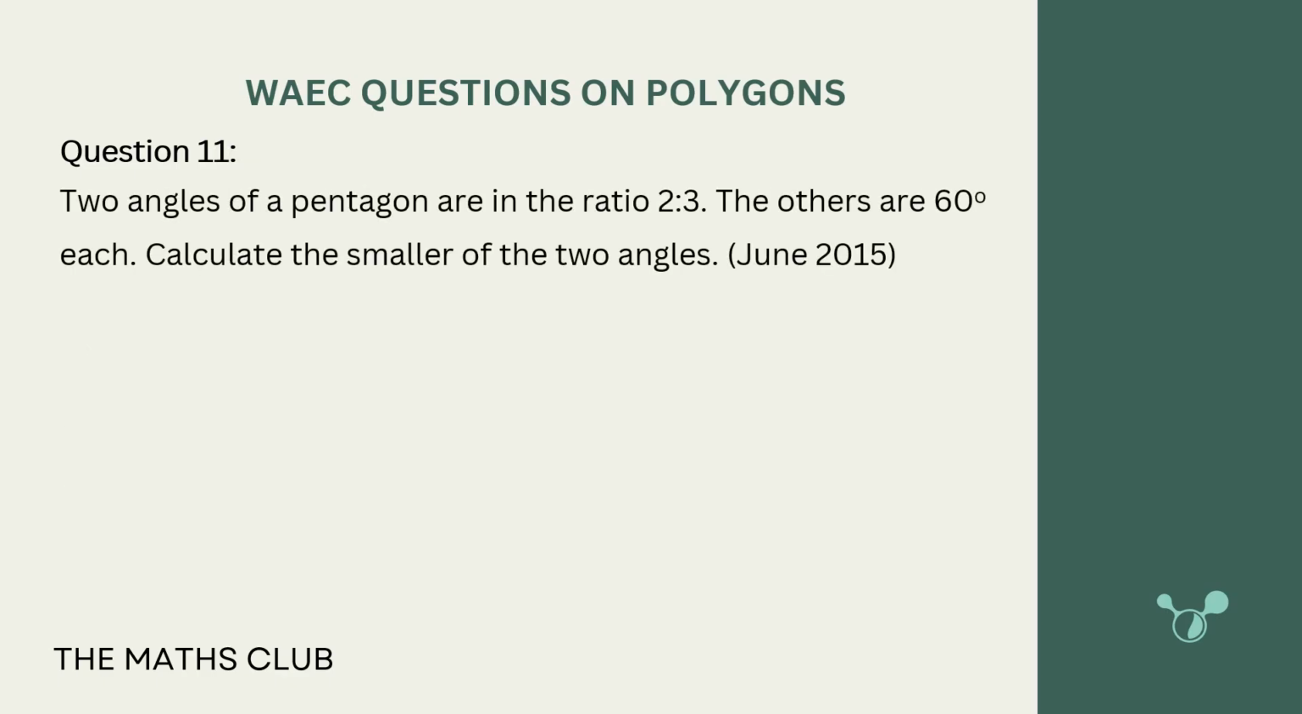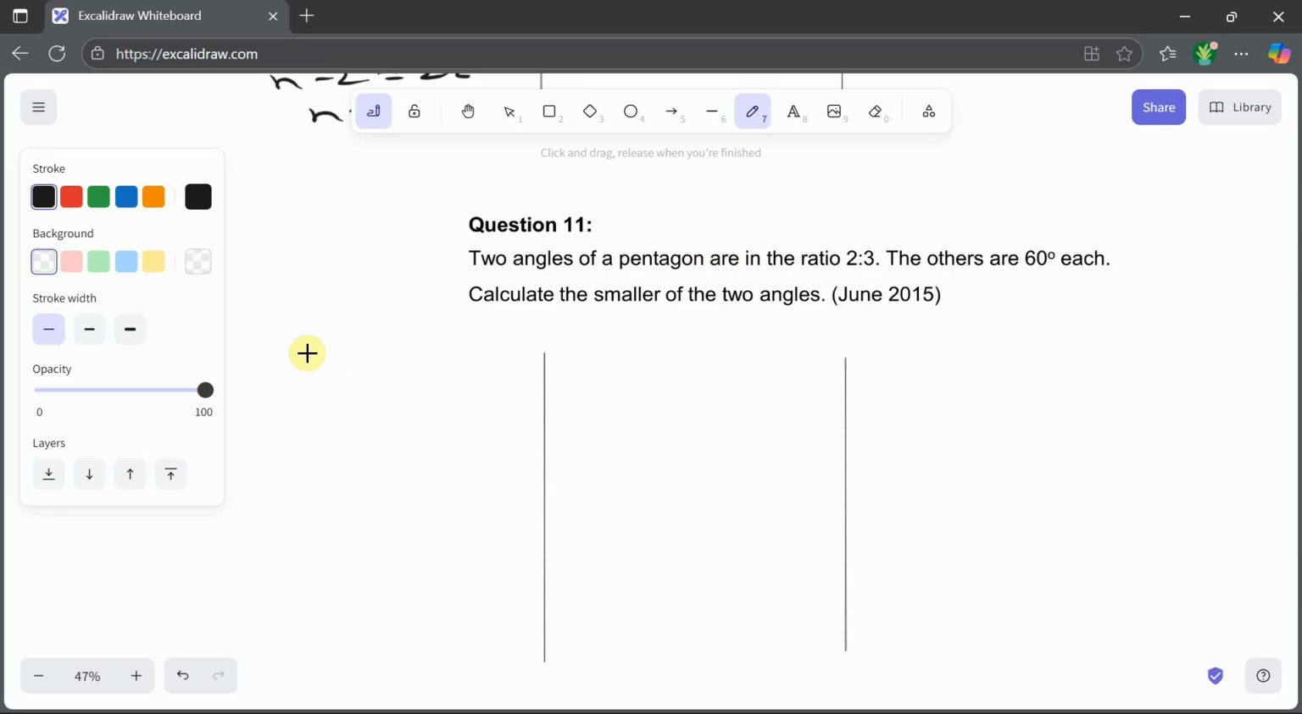Question 11 now says that two angles of a pentagon are in the ratio 2 to 3. The others are 60 degrees each. Calculate the smaller of the two angles. So of course it's the one that, if you look at it comparatively, is the 2, because it is the smaller of the two angles, these first two angles. So which one gave us the 2? Let's solve this question together. A pentagon has 5 sides, so n is equal to 5.